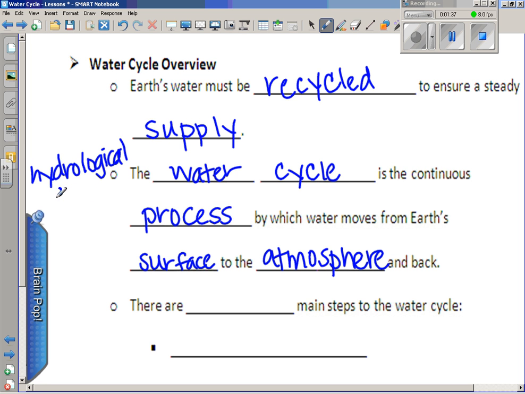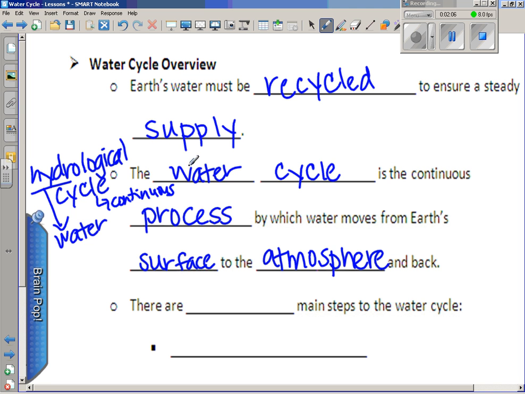So that way, if you ever saw that term, you would know, hey, that's the fancy term for the water cycle. We know that hydro means water, and a cycle is a continuous process. No end and no beginning. So a cycle is continuous, and that's how the water cycle is.